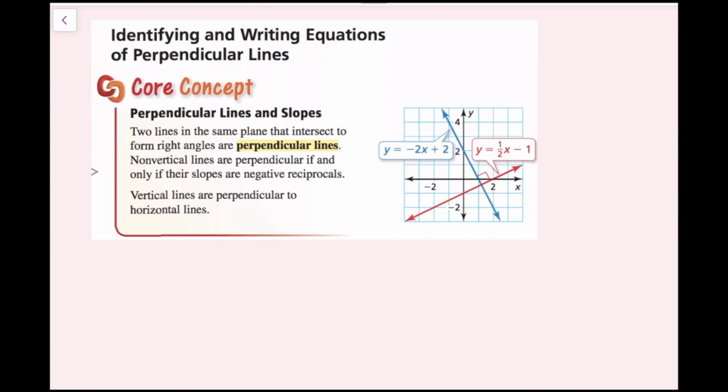Two lines in the same plane that intersect to form right angles are perpendicular lines. Non-vertical lines are perpendicular if and only if their slopes are negative reciprocals. And you'll actually hear me say opposite reciprocals. I think that's a better way to describe it rather than negative reciprocal. And then vertical lines are perpendicular to horizontal lines. Okay? So all this is saying is perpendicular lines create right angles when they intersect, and the slopes of perpendicular lines are opposite reciprocals.